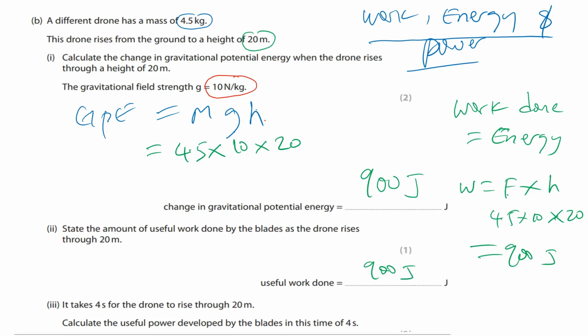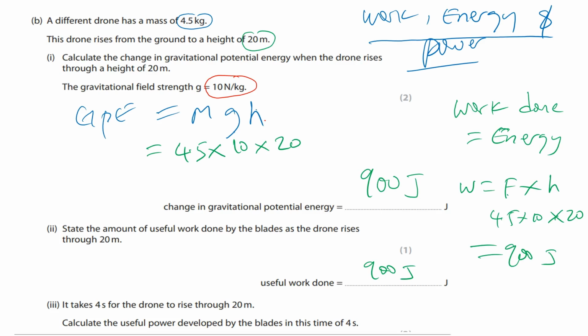Let's look at the third one. It takes 4 seconds for the drone to rise through 20 meters. Calculate the useful power developed by the blades in this time of 4 seconds. So you have to calculate power. And what's the formula for power? Power basically is the rate of doing work, which means power is work over time or energy over time.